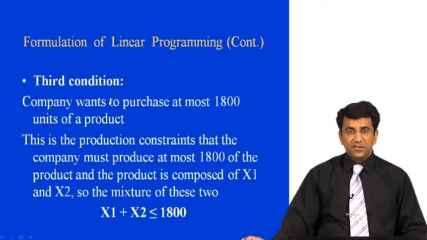Now there is a third condition represented in the form of a limitation or constraint, that is, the company wants to produce at most 1800 units of a product. This is the production constraint, that the company must produce at most 1800 units of the product, and the product is composed of X1 and X2. So this particular constraint may be represented by the inequality X1 plus X2 should be less than or equal to 1800. So class, this is another constraint which relates to the production requirement.